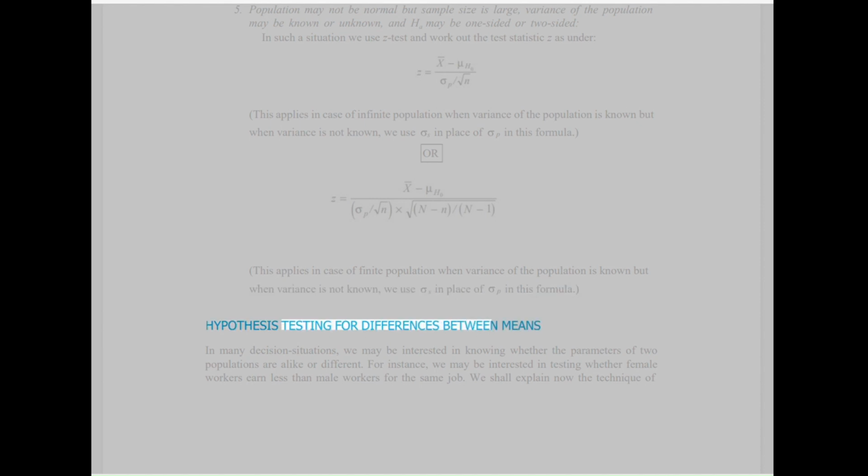Hypothesis testing for differences between means. In many decision situations, we may be interested in knowing whether the parameters of two populations are alike or different. For instance, we may be interested in testing whether female workers earn less than male workers for the same job. We shall explain now the technique of testing.